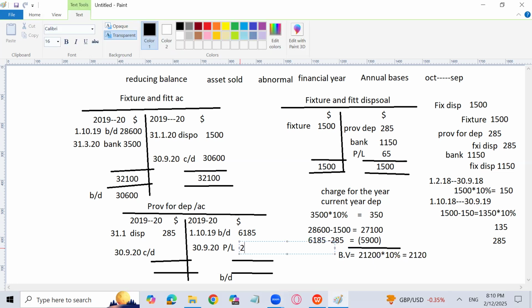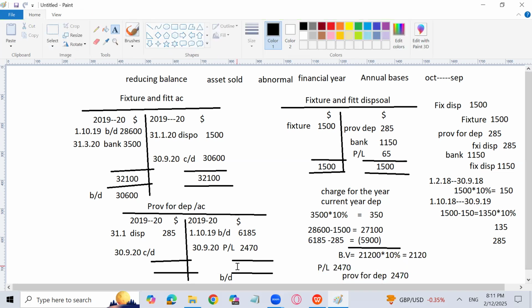We'll pass the entry with 2470, profit and loss account to provision for depreciation, and then we'll go for the total, and we'll subtract the debit side to find the carry down. Though this entry is at least not required, but I will pass the entry just for that. Maybe somehow or the other you will memorize these entries and it will help me all the way through.